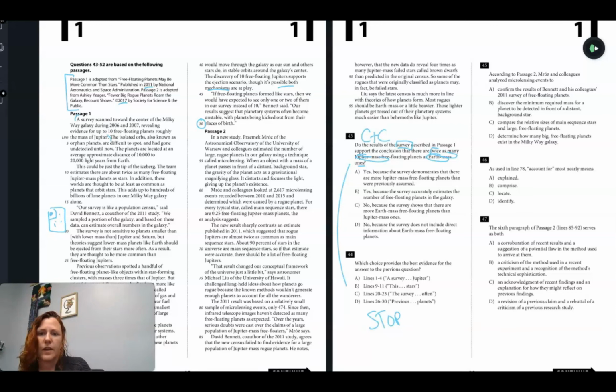A survey scanned towards the center of the Milky Way galaxy, revealing evidence of up to 10 free-floating planets, roughly the mass of Jupiter. So it gives us the survey in the Jupiter mass, but not the Earth, so this cannot be my answer. 9 through 11.